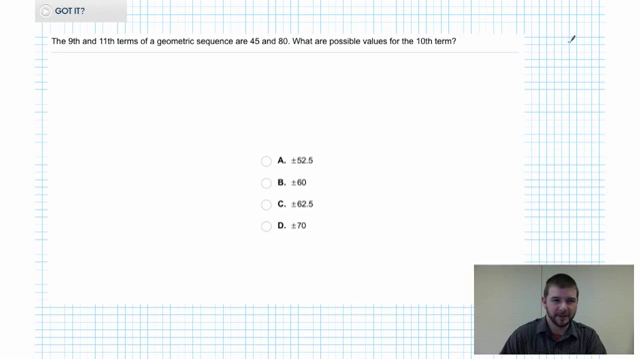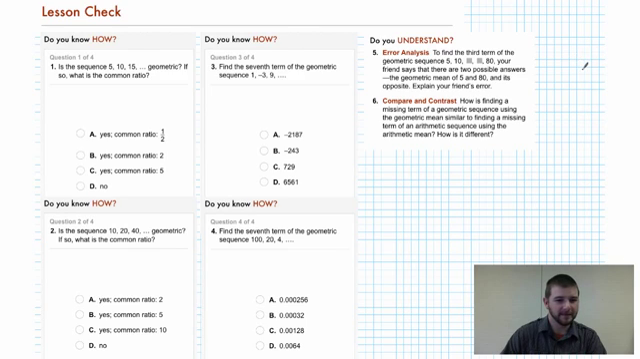And your got it question. The 9th and 11th terms of a geometric sequence are 45 and 80. What are possible values for the 10th term? Work carefully and make your selection from the choices below. And your lesson check for this section.